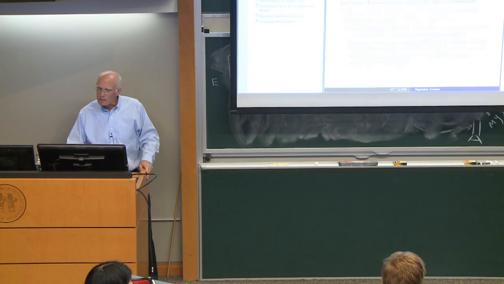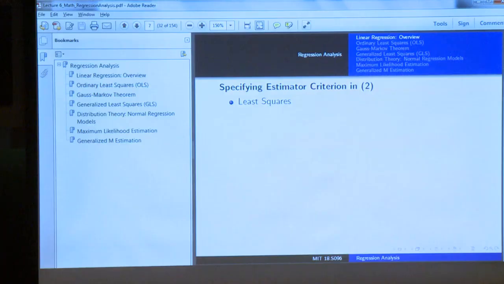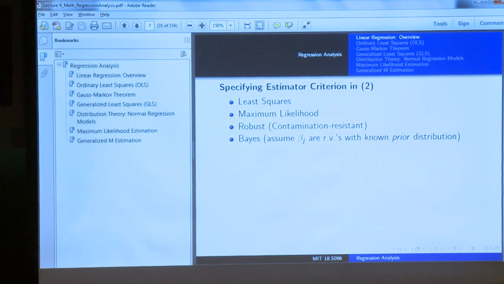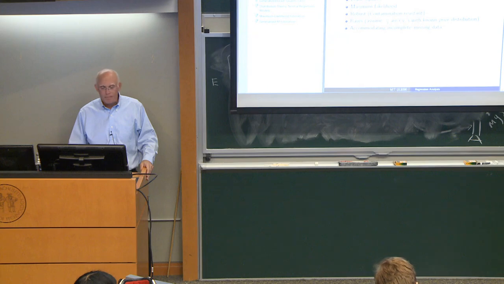So let's turn to specifying the estimator criterion in 2. How do we judge what's a good estimate of the regression parameters? Well, we're going to cover least squares, maximum likelihood, robust methods, which are contamination resistant. Other methods exist that we will mention but not get into really in the lectures, are Bayes methods and accommodating incomplete or missing data.